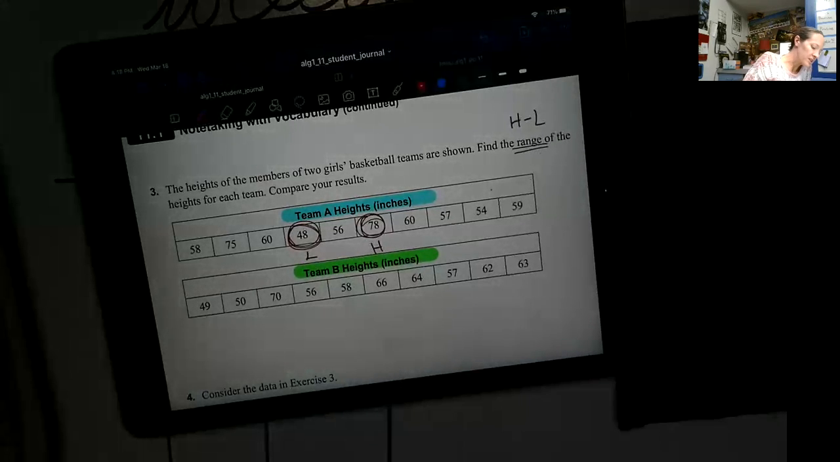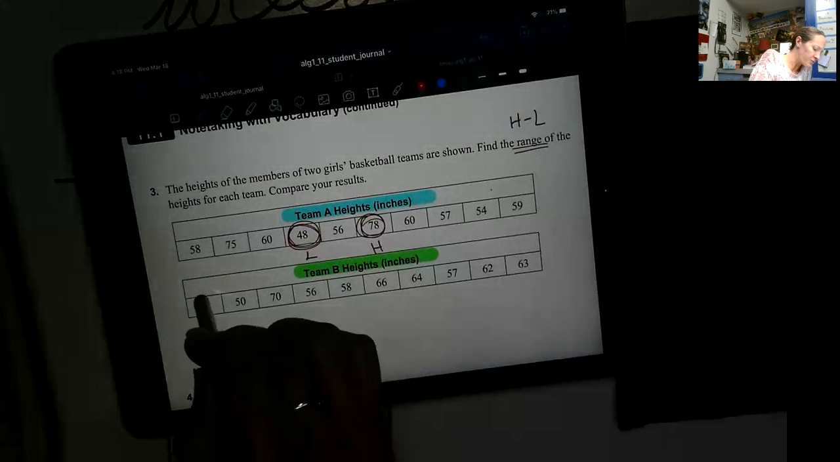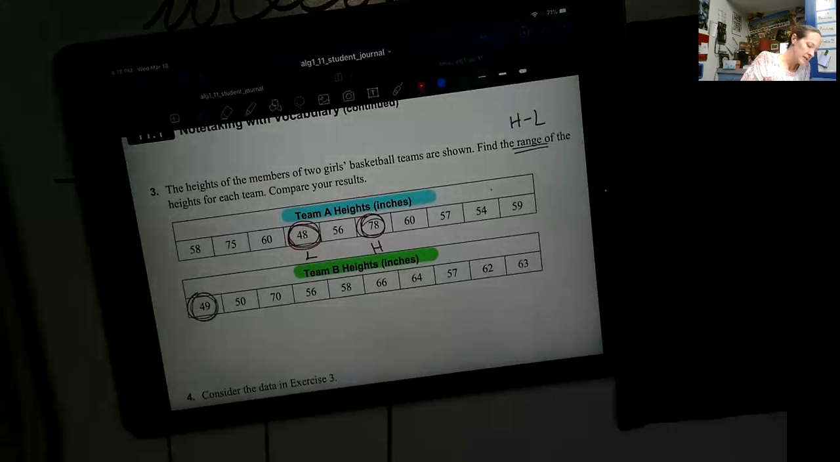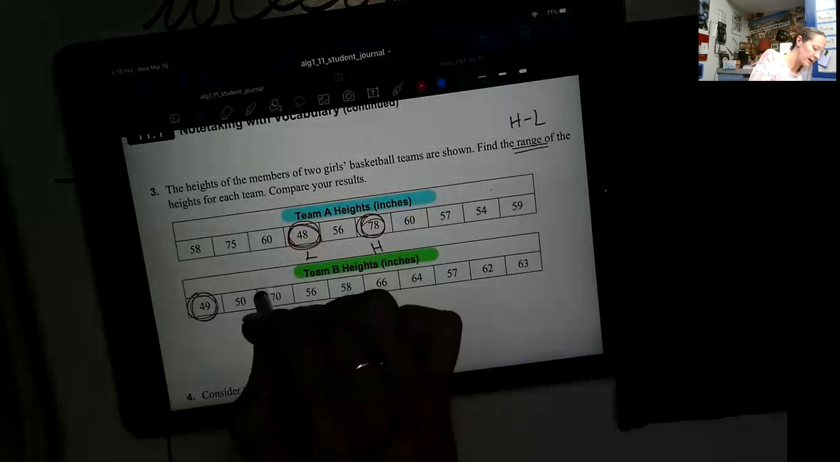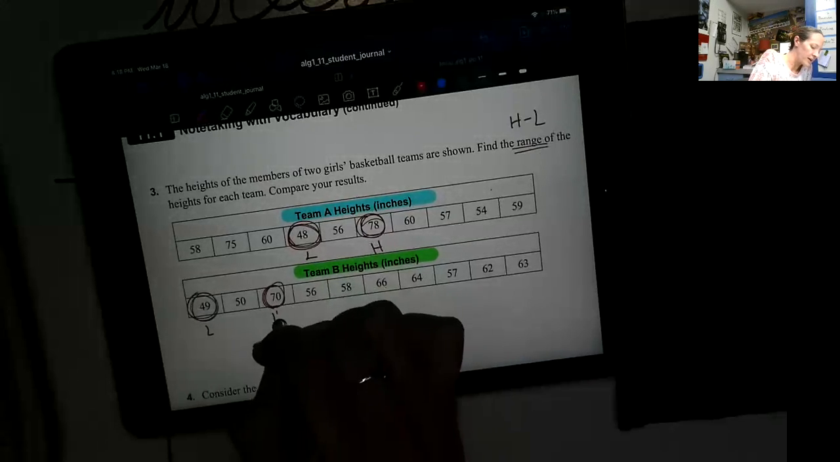Now we can keep on looking at the other one. I think I see 49 as the lowest, or the shortest. The highest being, oh, not quite so tall. This one is a bit more condensed. I think I see 70 as the highest. So I have the low and the high of the next one.